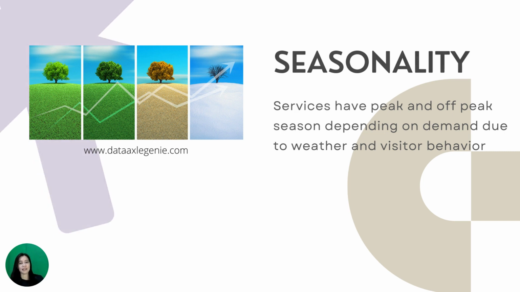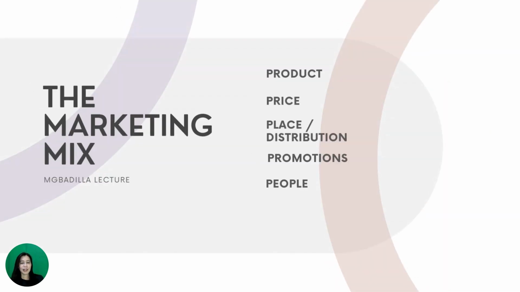So when we look at the marketing mix, we look at the five most important P's, and I will have a separate lecture on these five important P's: product, price, place, promotions, and people. So when we look at tourism marketing, each of these components is very important to come up with the right product at the right place, at the right time, and at the right price.